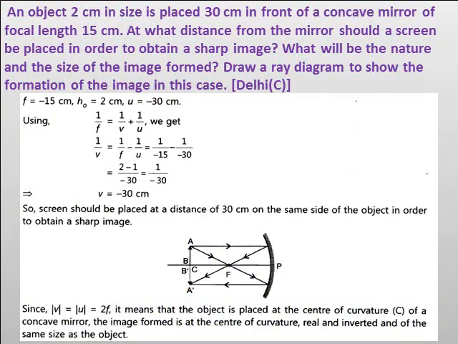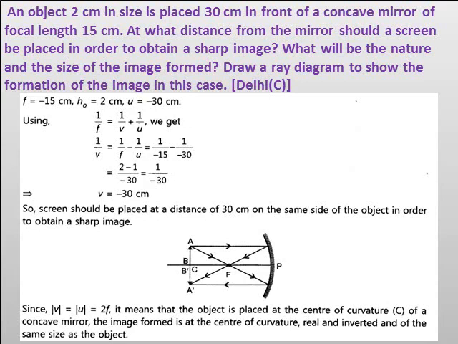Children, now let us look into the next question. An object 2 centimeter in size is placed 30 centimeter in front of a concave mirror of focal length 15 centimeter. At what distance from the mirror should a screen be placed in order to obtain a sharp image? What will be the nature of the size of the image formed? Draw a ray diagram to show the formation of this image in this case. So it is one of the board questions which is asked in the Delhi region.